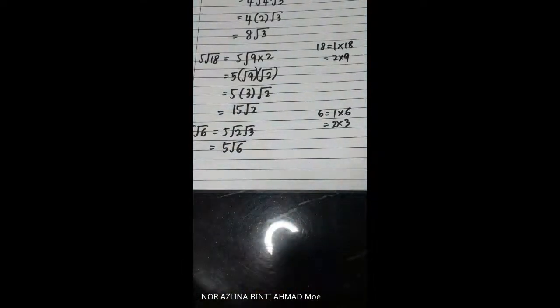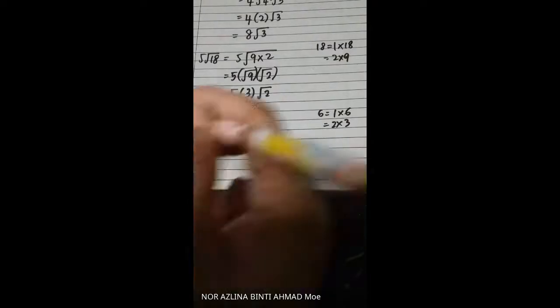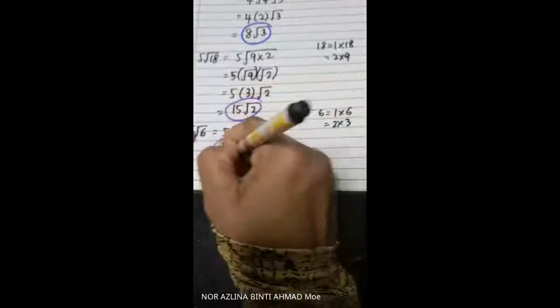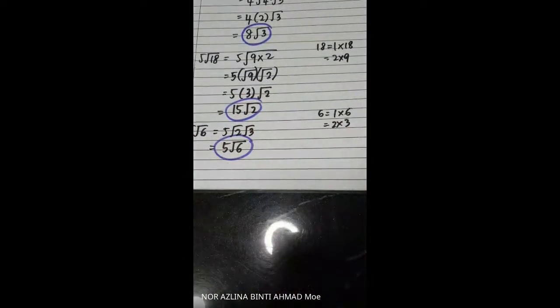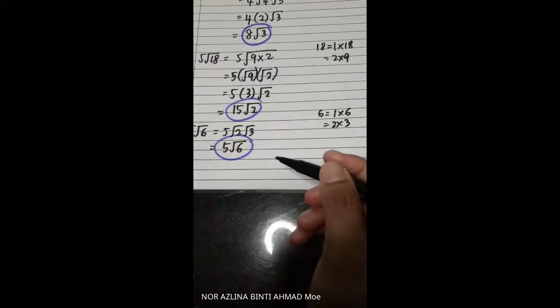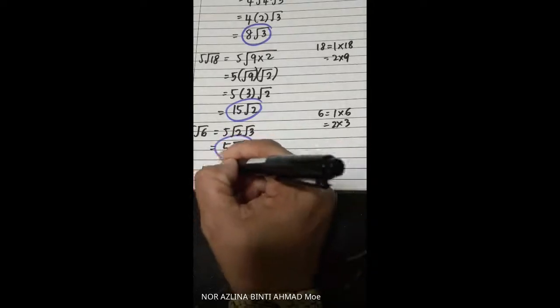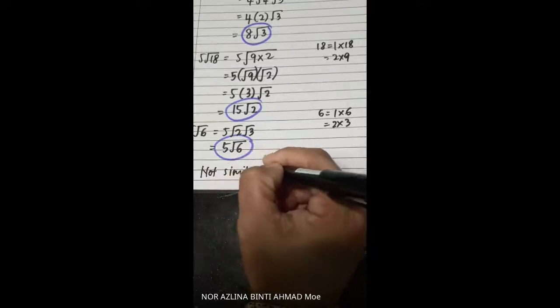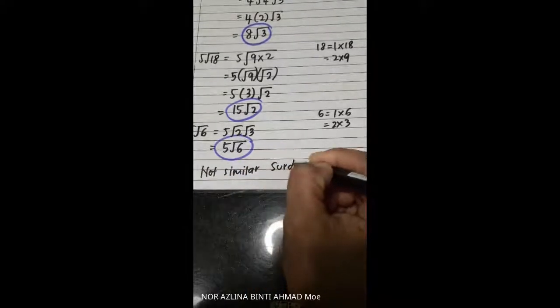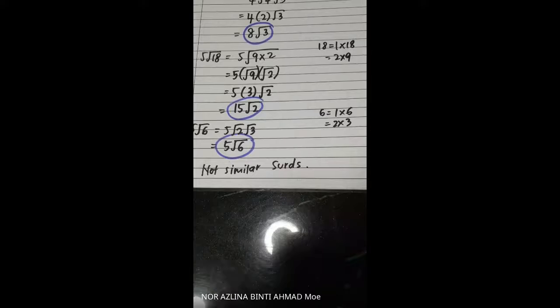So we want to check our answer whether this is similar set or not similar set. Okay, look at the set. That is the different set. The three expressions do not contain a similar irrational number factor. Thus, all of those expressions are not similar set. Not similar set.